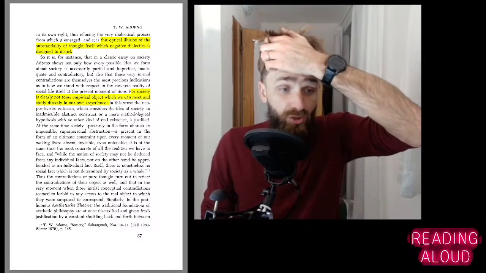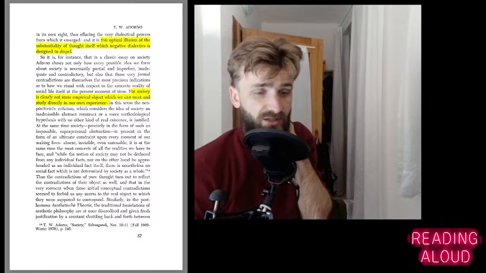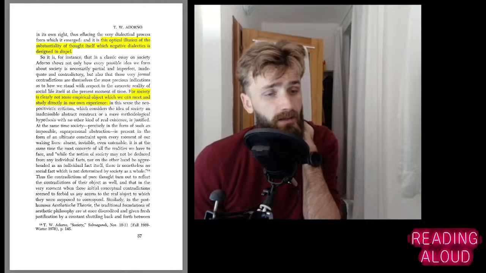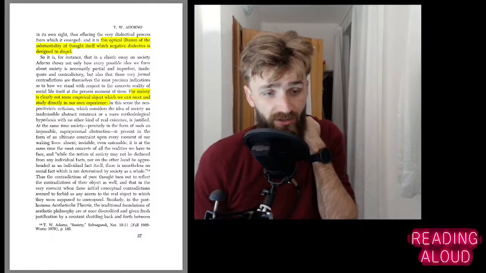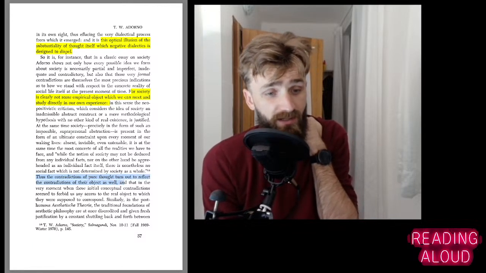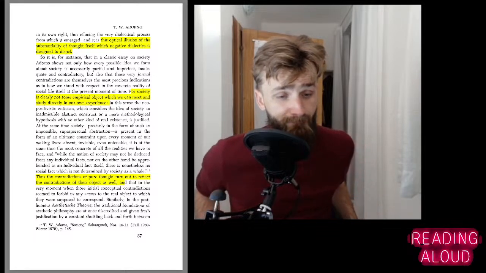And, quote, "while the notion of society may not be deduced from any individual facts, nor on the other hand be apprehended as an individual fact itself, there is nonetheless no social fact which is not determined by society as a whole," end quote. Thus the contradictions of pure thought turn out to reflect the contradictions of their object as well, and that in the very moment when those initial conceptual contradictions seem to forbid us any access to the real object to which they were supposed to correspond.